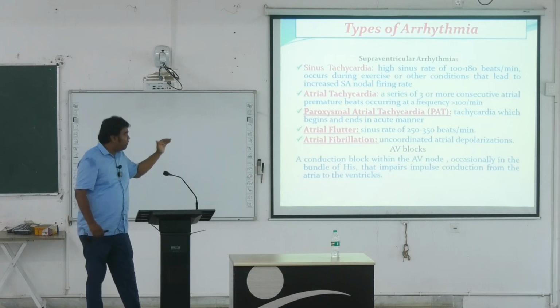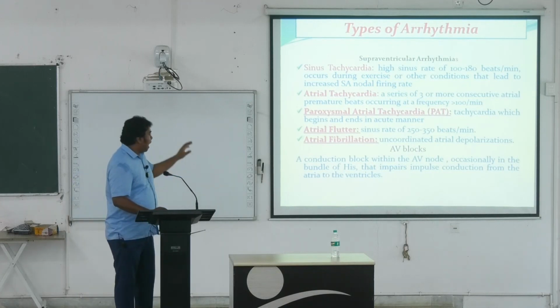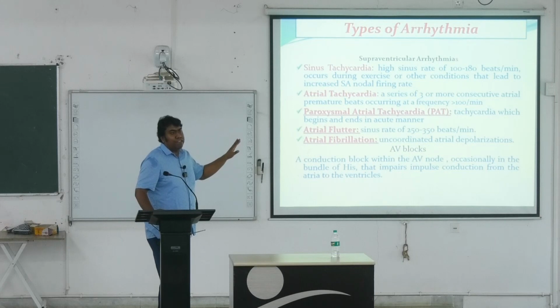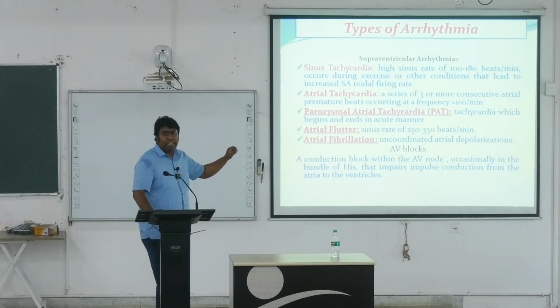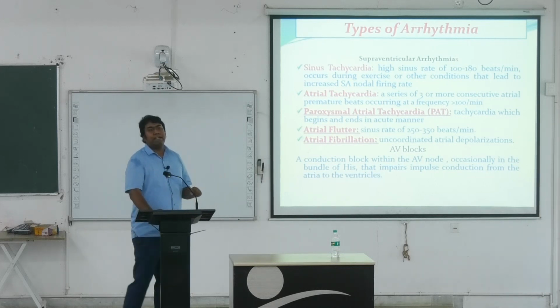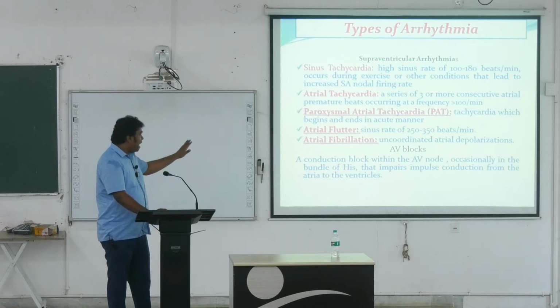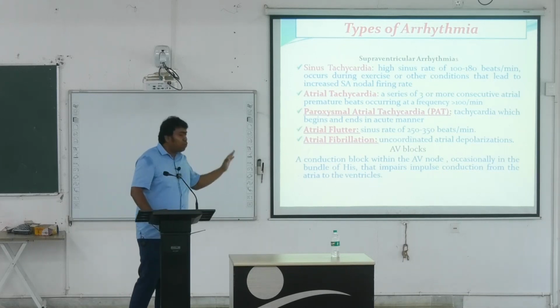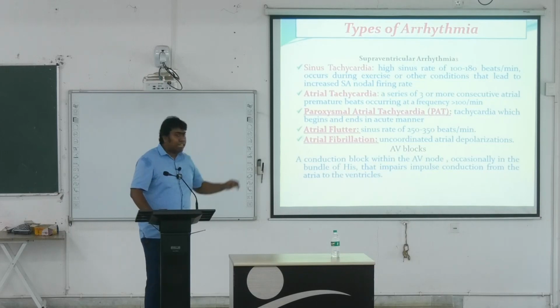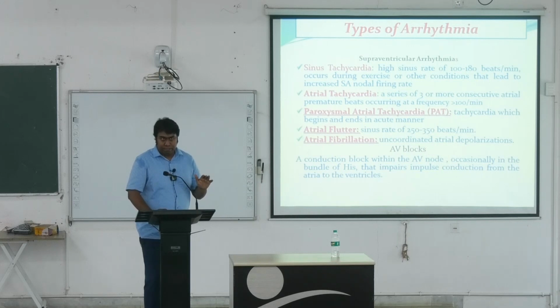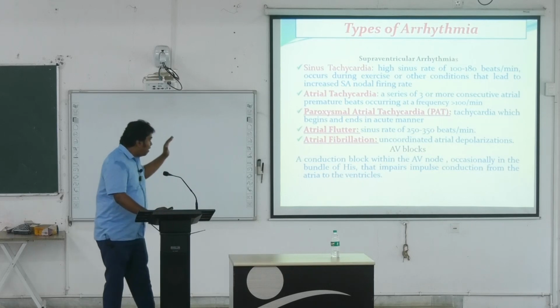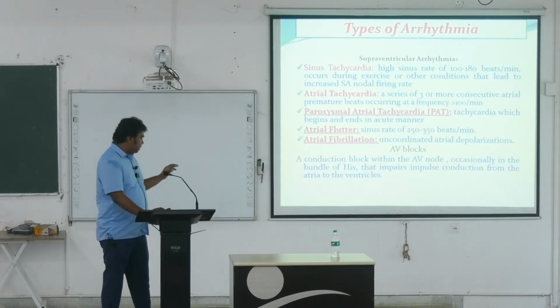Then atrial flutter and atrial fibrillation. Atrial flutter, its heart rate is 250 to 300 per minute, and it produces a sawtooth appearance in the ECG. Whereas in atrial fibrillation, there is uncoordinated atrial depolarization where P may be absent in the ECG. Atrial flutter and atrial fibrillation.